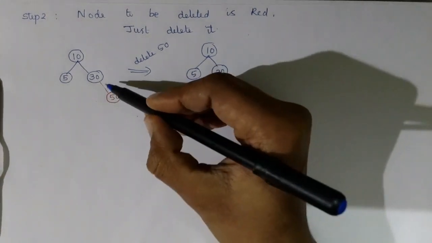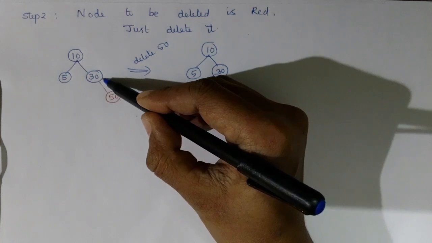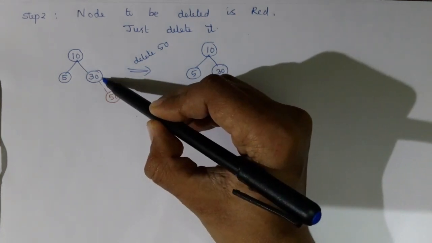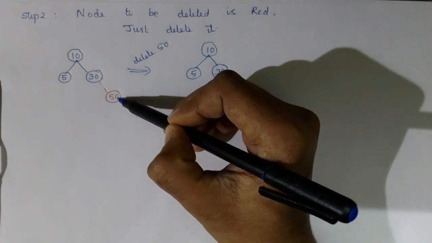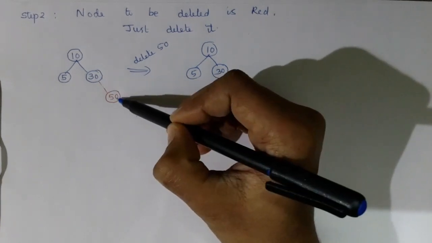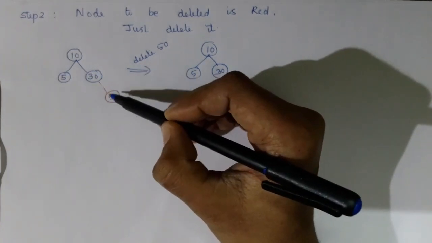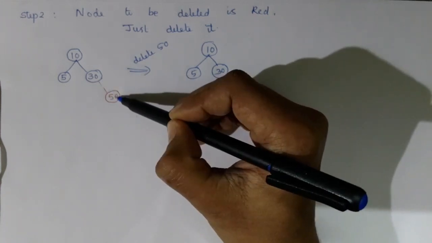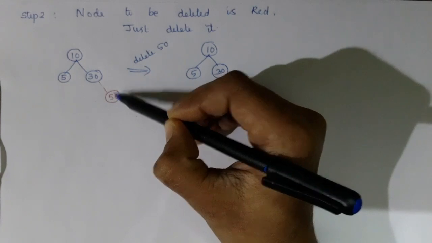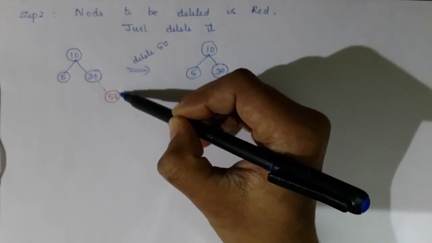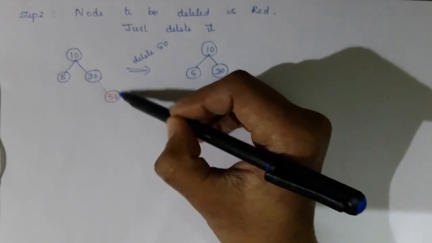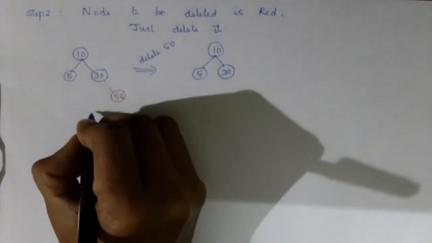Next we have to delete 30. To delete 30 from here, 30 has one child. So we replace 30 by 50. In this case, we do not change the color of the nodes. We just replace 30 by 50. So we have two nodes with 50. Then the leaf node 50 should be deleted, and it is a red node, so you can simply delete that one.